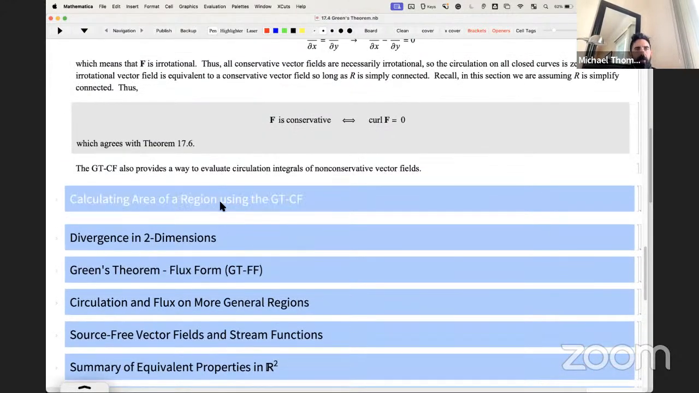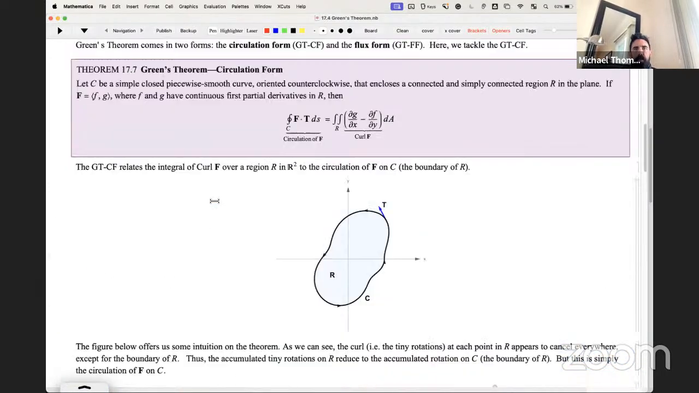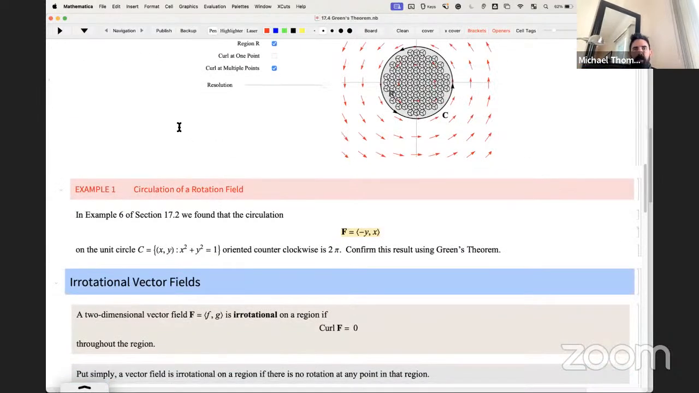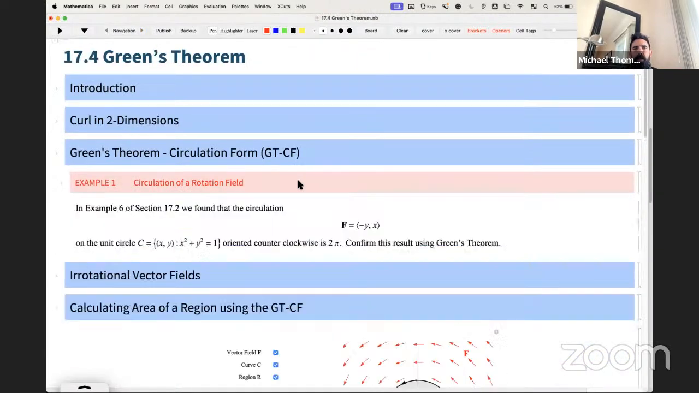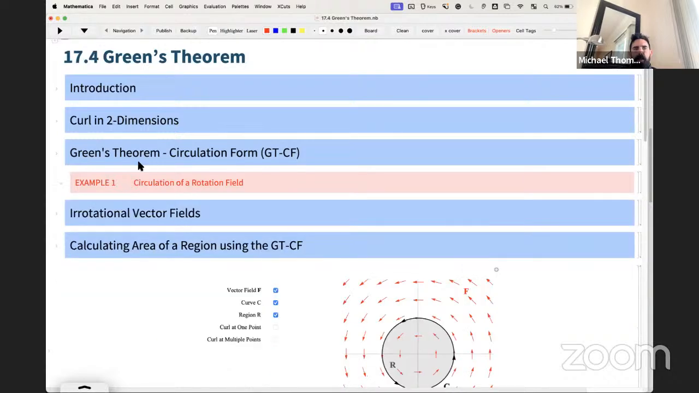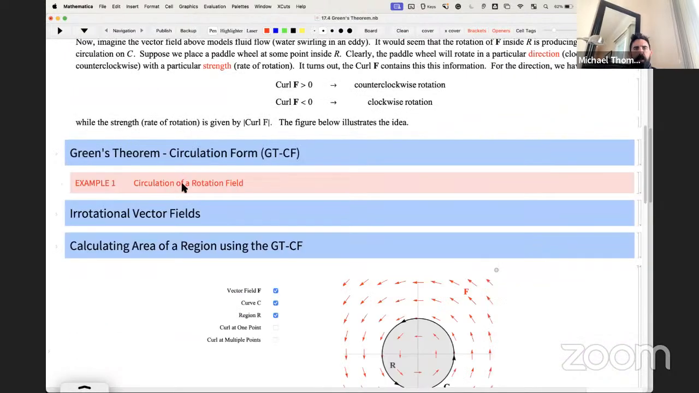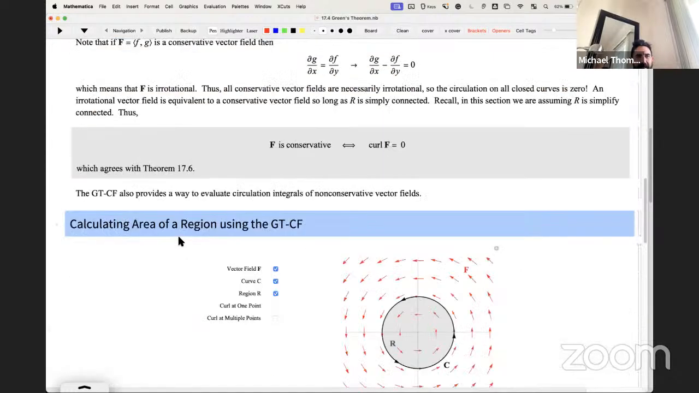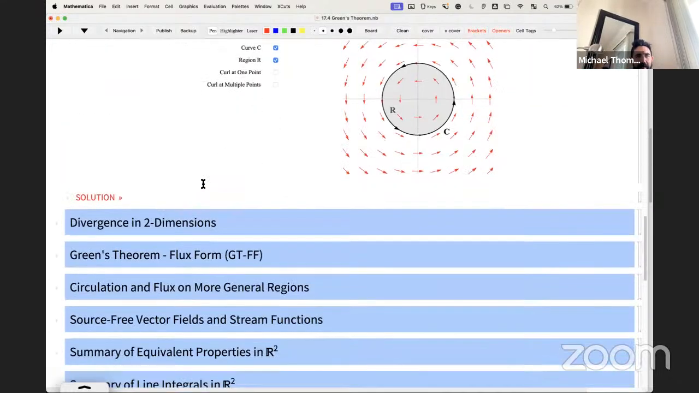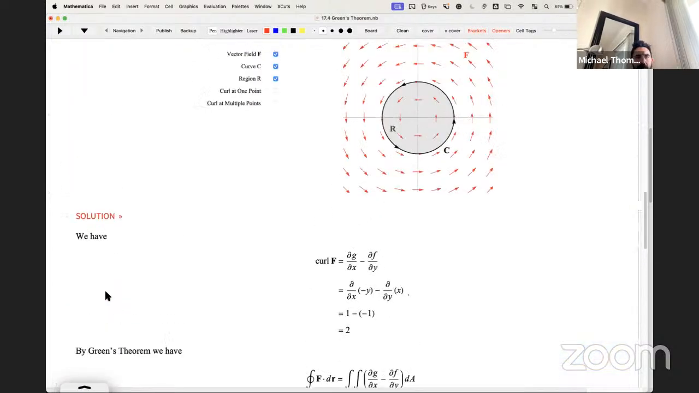Looks like I lost it. Where did I put it? Oh, I lost it. Let me see if I can grab it again. Oh no, I lost it. Darn it. Okay. Where is it? Oh, here it is. Solution. Yep, there it is. Okay.